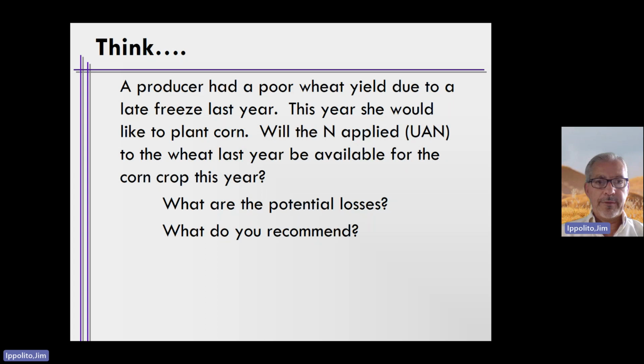Okay, let's close out this unit with a couple think questions. Here's the first one. A producer had a poor wheat yield due to a late freeze last year. So there was some yield, but not much. This year she wants to plant corn, right? Will the nitrogen applied last year, which was urea ammonium nitrate, to the wheat be available for the corn crop this year? So let's think about that question first.